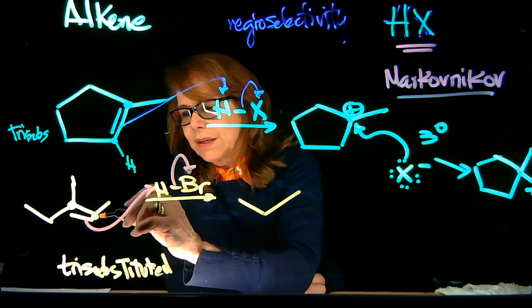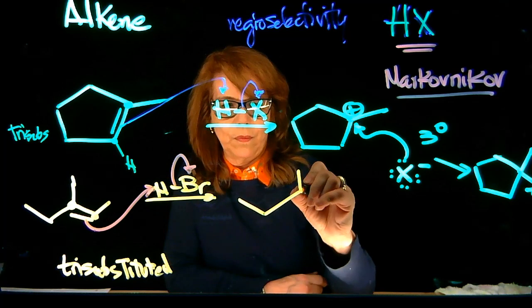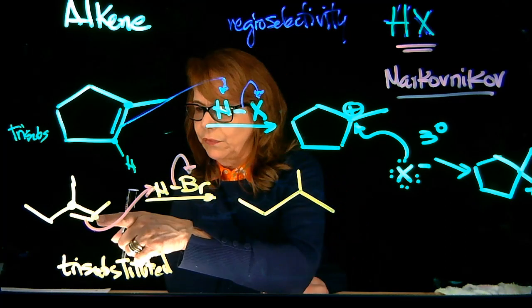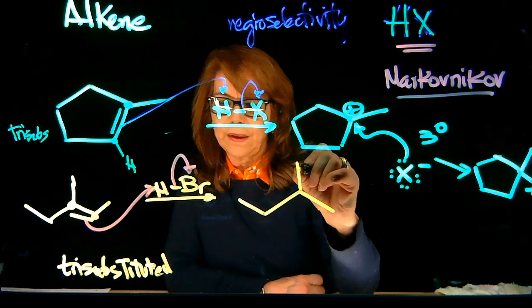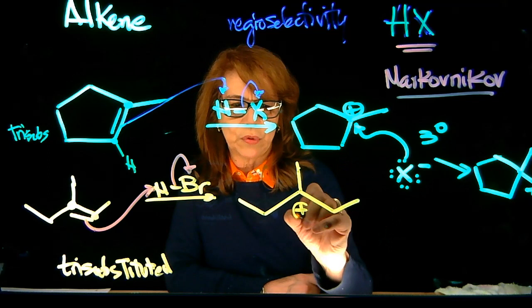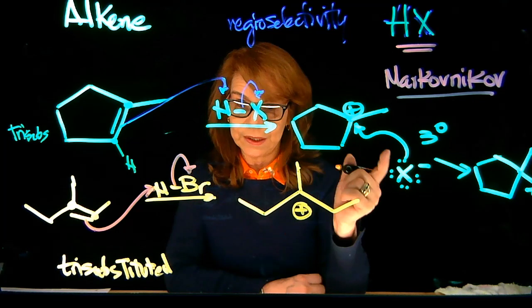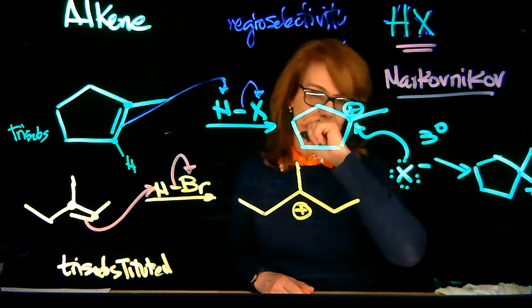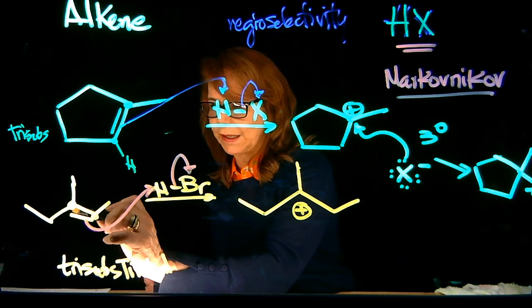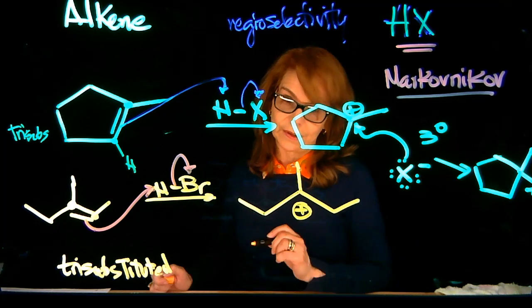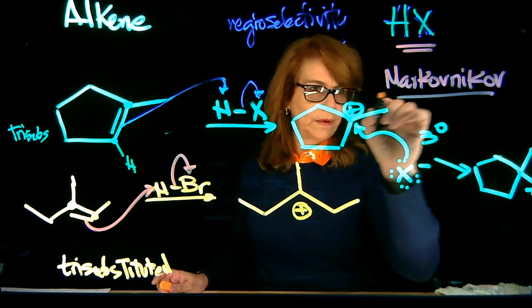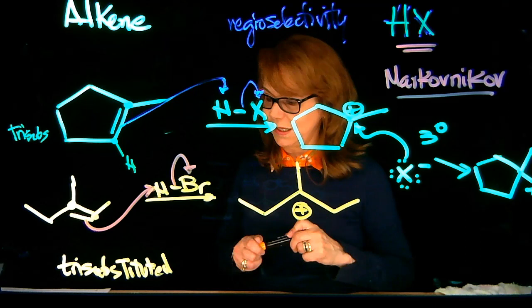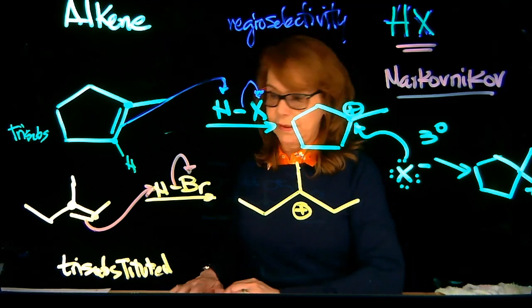So we're going to attach the H at the least substituted, so H here, because that way, remember, we form the more stable carbocation. If we did the opposite, if we added the H here, we would be forming a secondary carbocation. So this is what the Markovnikov rule says, again, thinking in terms of the stability of the carbocation.